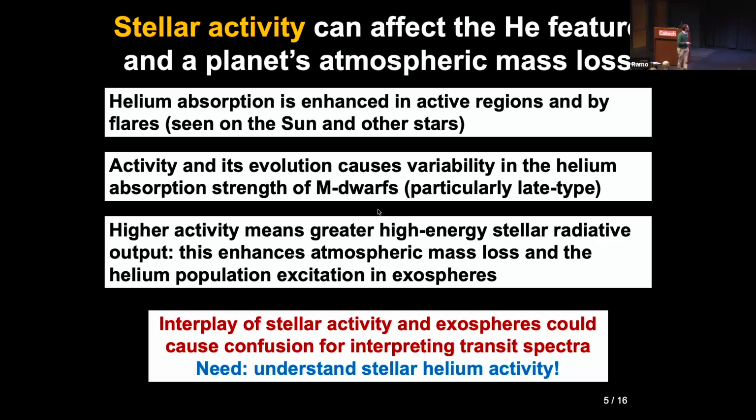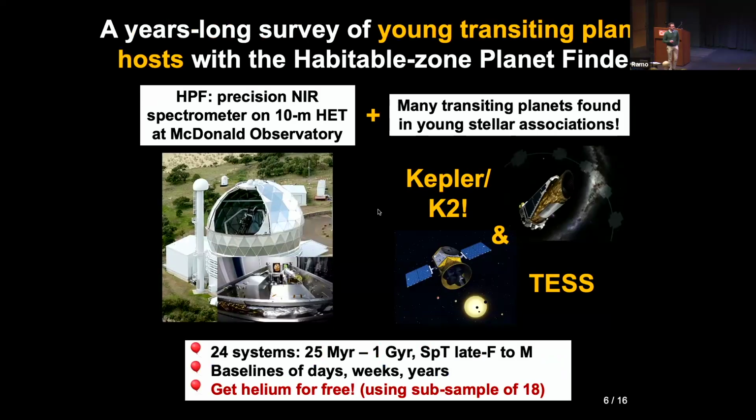So what have we done? We have collected a very long monitoring campaign of a collection of 24 young transiting planet hosts with the Habitable Zone Planet Finder at McDonald Observatory. We've been observing these stars since it was commissioned about 8 years ago. And so we have a very long baseline for these observations with which we can look for variability in the near-infrared spectra.